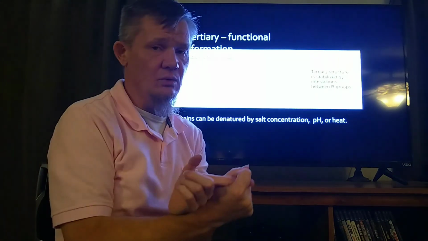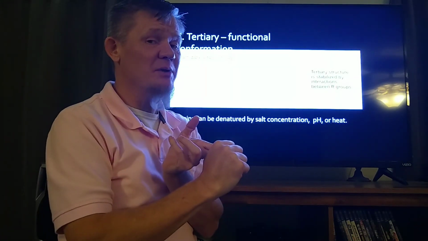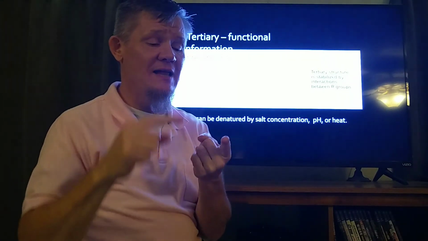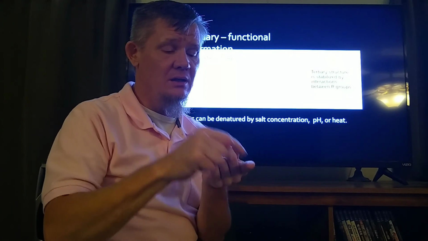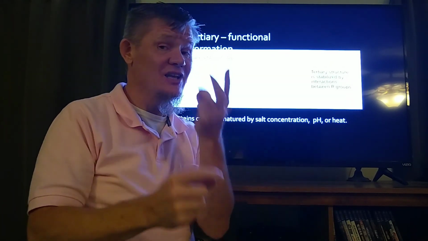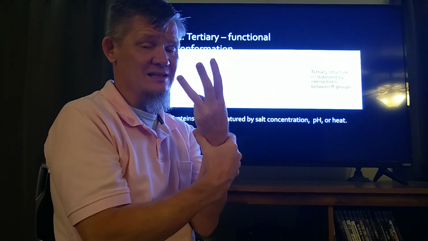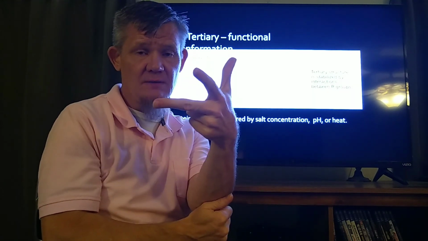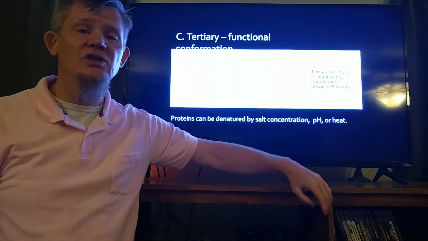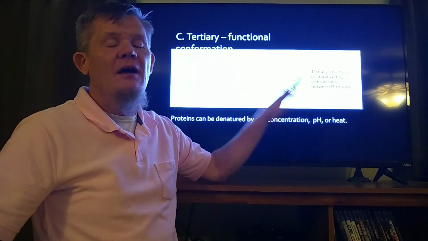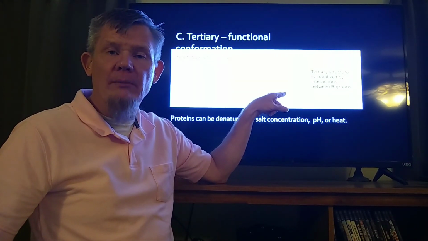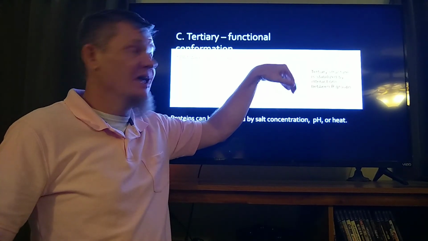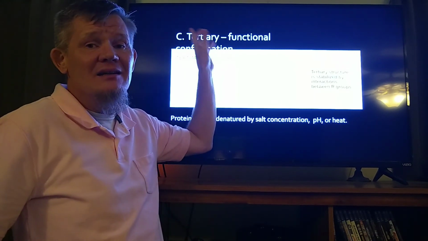A protein is a tool that has to be in a very special shape to work. And the way I get to that very special shape is making sure that I put the amino acids together in the right order so it twists and folds in the right places. This is called tertiary structure: primary, secondary, tertiary. Tertiary is called the functional conformation. Conformation as in conform, as in like the right shape. Functional conformation: the shape it has to be in to work.